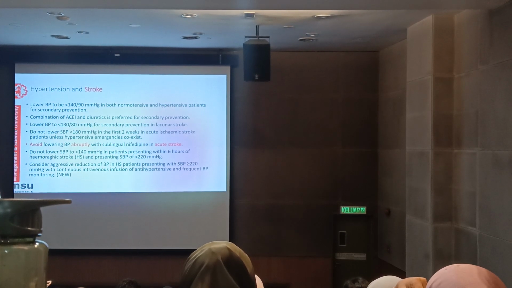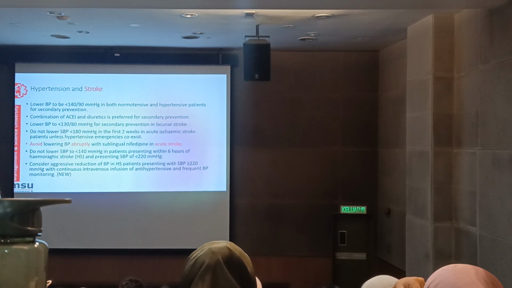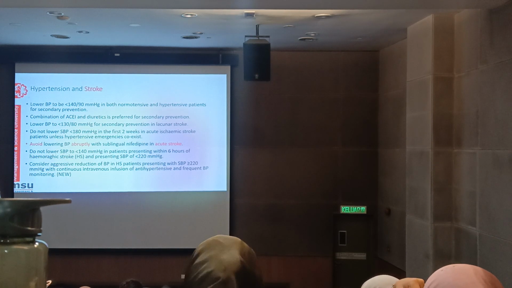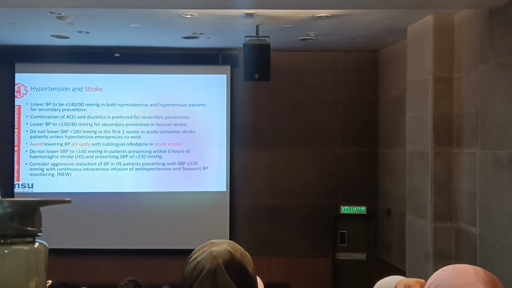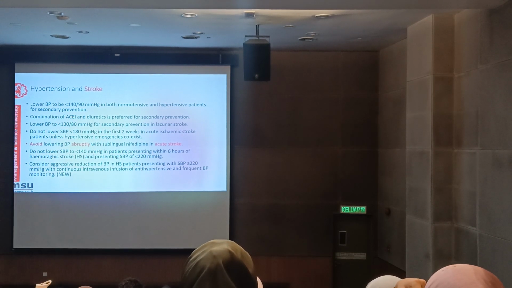If secondary, because hypertension can be primary or secondary, isn't it? So for secondary prevention you prefer to use an ACE inhibitor with diuretics. Blood pressure should be less than 130 over 80 millimeters of mercury for secondary prevention in stroke patients. Now, don't lower the blood pressure too much. Look, this is some comment.